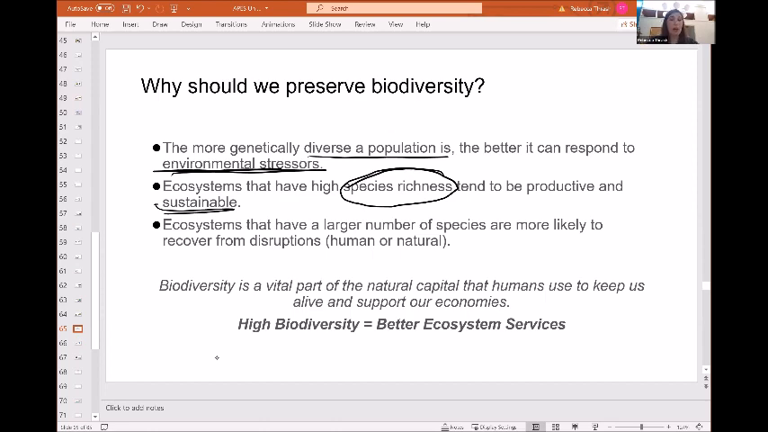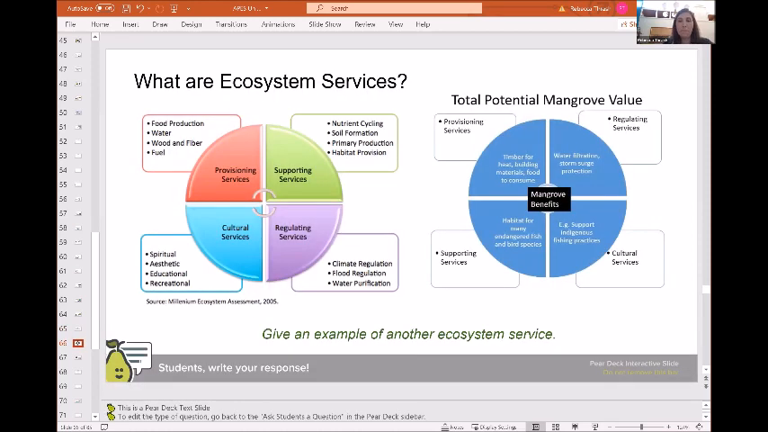So if we're going to rely on the environment to provide our food, we want to make sure that it's healthy and can respond to the environmental stressors. So basically where you want to connect this is high biodiversity, better ecosystem services. So what do we even mean by that?